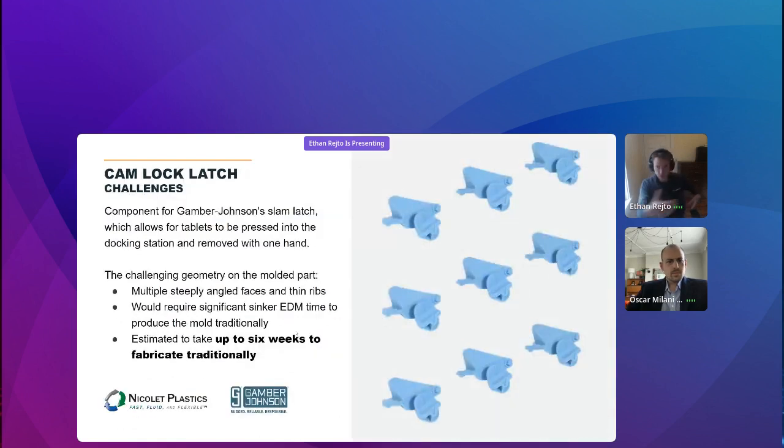So the part I have here is actually for a little latch. It goes onto the dashboard of a police vehicle. As you can see on the part, it has a bunch of these thin ribs, a bunch of different angled faces all throughout the part, which made it pretty challenging to produce the tool. The tool would have required a lot of sinker EDM work, if you're familiar with that, of burning these features because of these thin ribs and these aspect ratios that you can't machine.